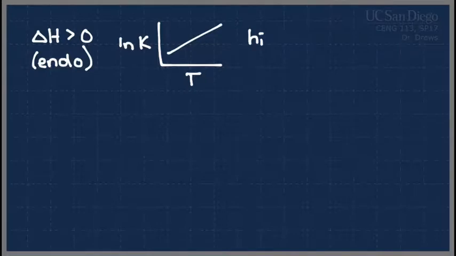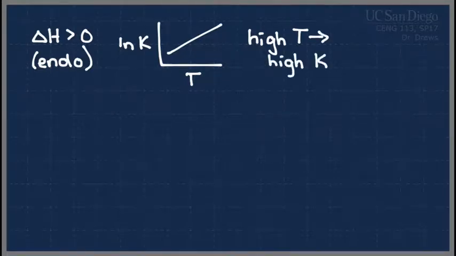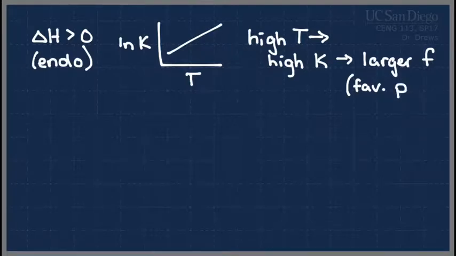Which means if I increase T, a higher T ends up with a higher K, and a higher K means a larger conversion. In other words, that favors the products. Equivalent conclusions there. Either the conversion went up or the products were favored. What does that mean? If you have an endothermic reaction and you want to get more product, heat the thing up. You'll get more product.